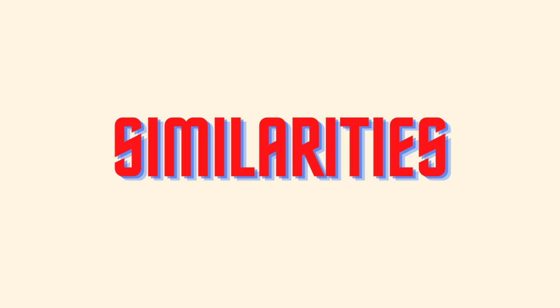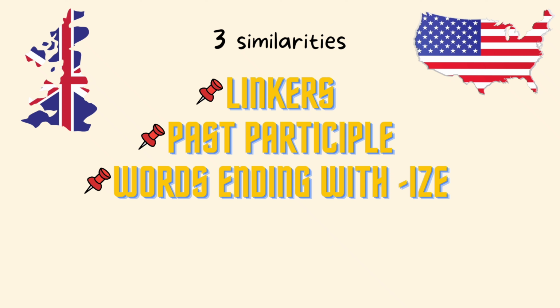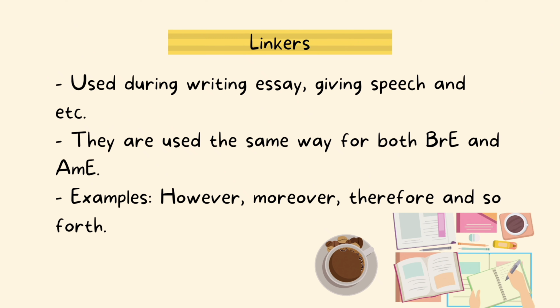Besides the differences between the British English and American English, there are also some similarities. I'll name 3 of them. First is the linkers, and then past participle with words ending with ed, as well as words ending with ize. As for linkers, we know that they are usually used during writing an essay or giving a speech. They are used the same way for both British English and American English. The words are like however, moreover, therefore, and in addition. They are spelled the same way, they are pronounced the same way, and they have the same usage.